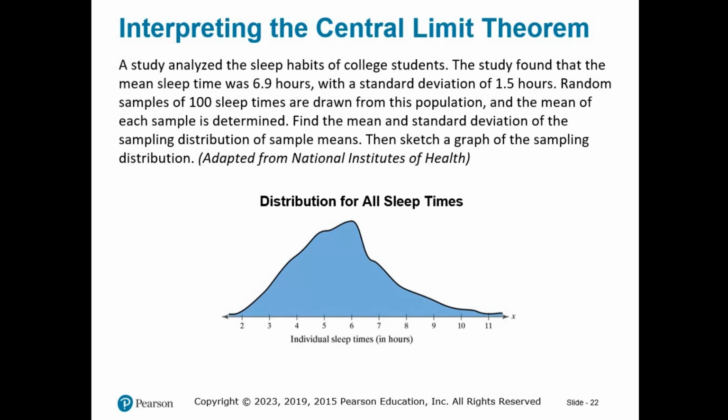A study analyzed the sleep habits of college students. The study found that the mean sleep time was 6.9 hours, with a standard deviation of 1.5 hours. Random samples of 100 sleep times are drawn from this population, and the mean of each sample is determined. Find the mean and the standard deviation of the sampling distribution of sample means. Then sketch a graph of the sampling distribution.